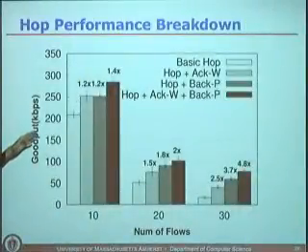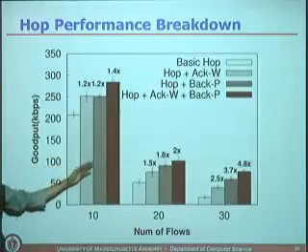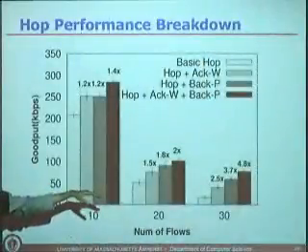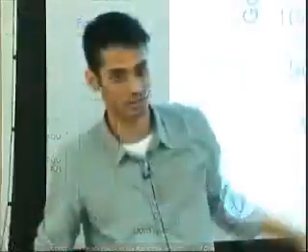So ACK withholding and back pressure respectively give you 20% each, and they add up to a 40% improvement when the load is low. Under low load they're both important, right? When the load is high, back pressure is a significant contributor. ACK withholding by itself gives you 2.5, back pressure by itself gives you 3.7. They both together give you 4.x improvement over the default HOP. This is not TCP. This is a default HOP with no congestion control and nothing for hidden terminals, right?